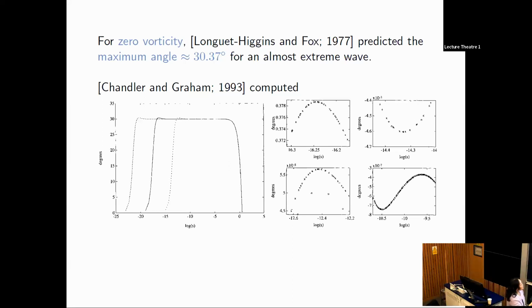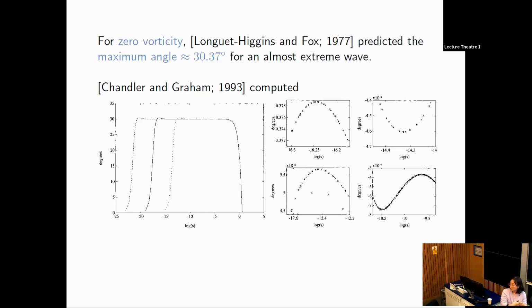So here, this is the first max angle, so you get 30.37, and then the first local minimum, and second local maximum, and the second local minimum. And the size of these oscillations drops by a factor of 100 as you move to the next extreme value. And this oscillation resembles somewhat the Gibbs phenomenon. And after this oscillation zone, there is an outer region where the angle drops monotonically down to 0 at the trough. So what this suggests is that the way the wave approaches the extreme wave is very, very non-trivial.